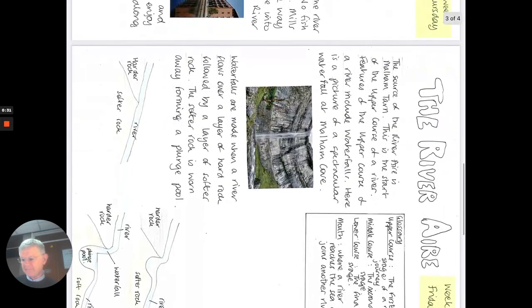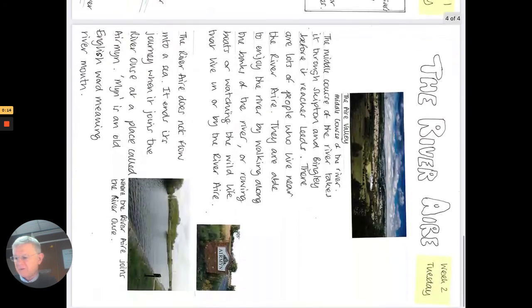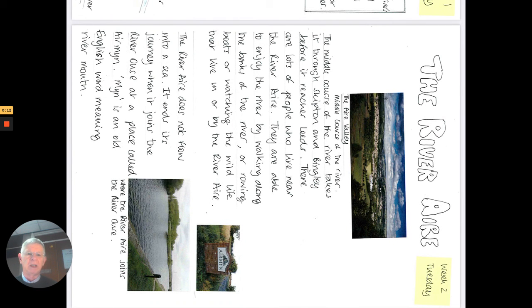For Friday, I'm talking a little bit more about the source of the river, and I use my information from the work that we've done already, and I've put in here a section about how a waterfall is formed. So that would be in the upper course, or the first part of the river. And then I've just finished off with some information about the middle course and where it joins the River Ouse to go into the sea. So you can see there's a lot of information that you've got, doesn't need to be finished today, you've got about 3 or 4 days work here.